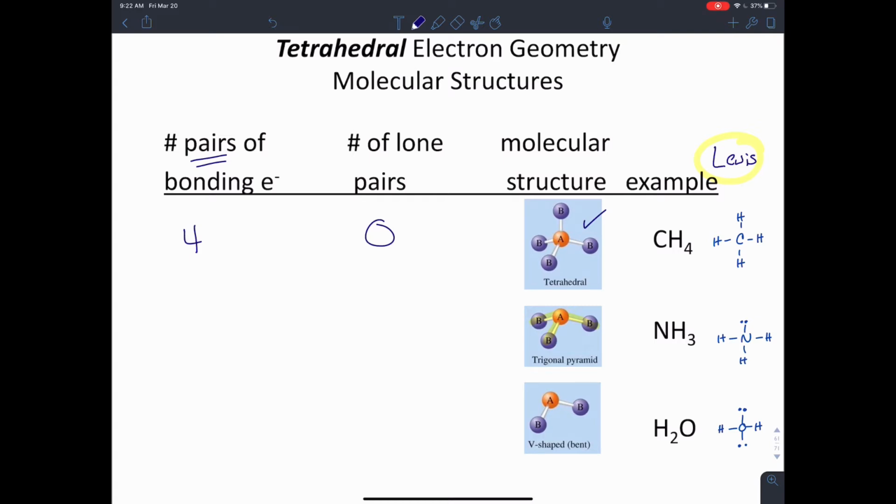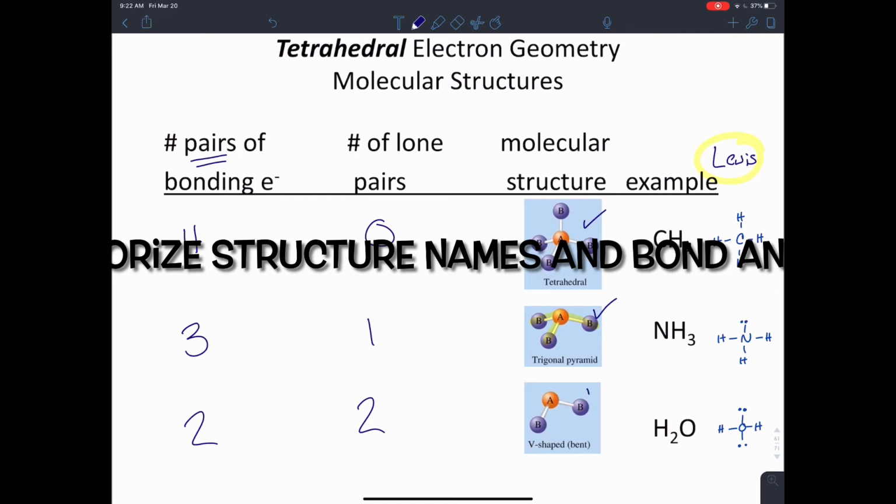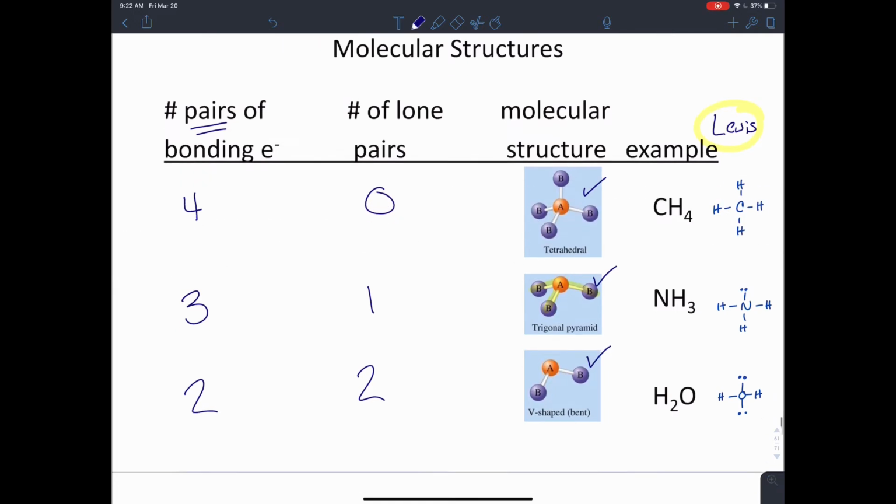How about the next one? NH3, it has 3 pairs of bonding electrons and 1 non-bonding pair, right? Again, 1 pair, not how many individual electrons. So while its electron geometry is tetrahedral, this asks for the molecular structure, and that's trigonal pyramidal. How about water? 2 hydrogens, 2 non-bonding pairs. The electron geometry was tetrahedral, the molecular geometry is bent, and you can look that up in the table.